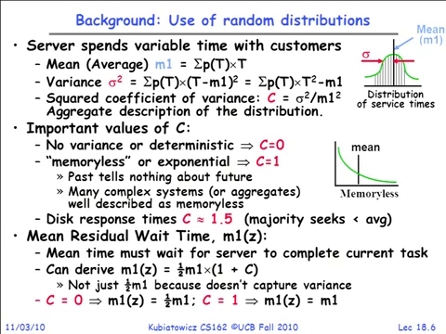So what we have here is an arrival rate, which is the rate of people coming in the door, and that's defined by lambda, which is the number of people per second.